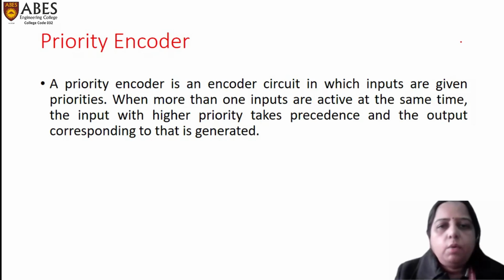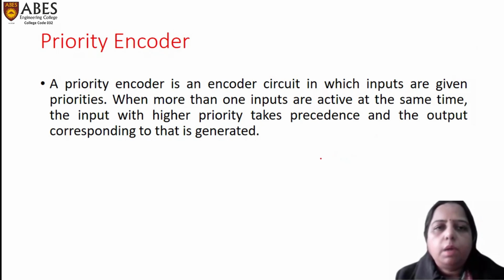So a priority encoder is an encoder circuit in which the inputs are given priorities. When more than one input is active at the same time, the input with higher priority takes precedence and the output corresponding to that is generated. So we will be seeing how the priority encoder is used and how the higher input is given priority.